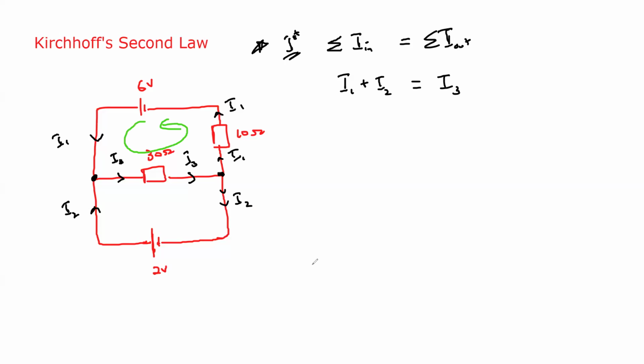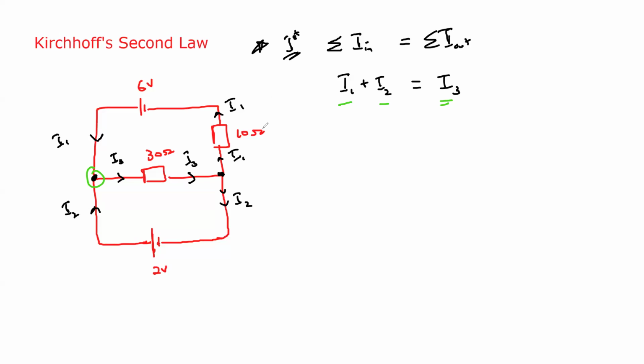According to Kirchhoff's first law, the total current entering any point will be equal to the total current leaving that point. So the currents I1 and I2 enter. That's why I wrote I1 plus I2, and the current I3 leaves. So it is equal to I3. That is Kirchhoff's first law.